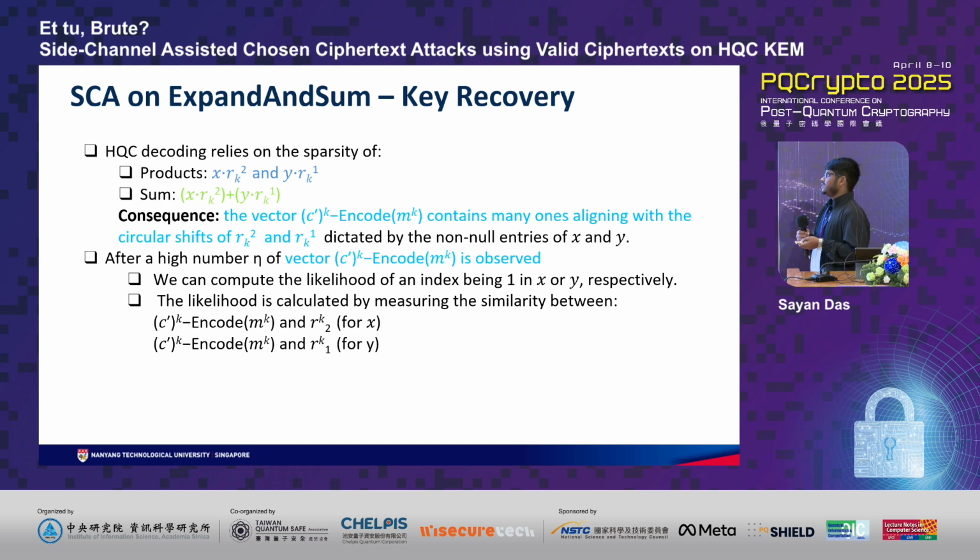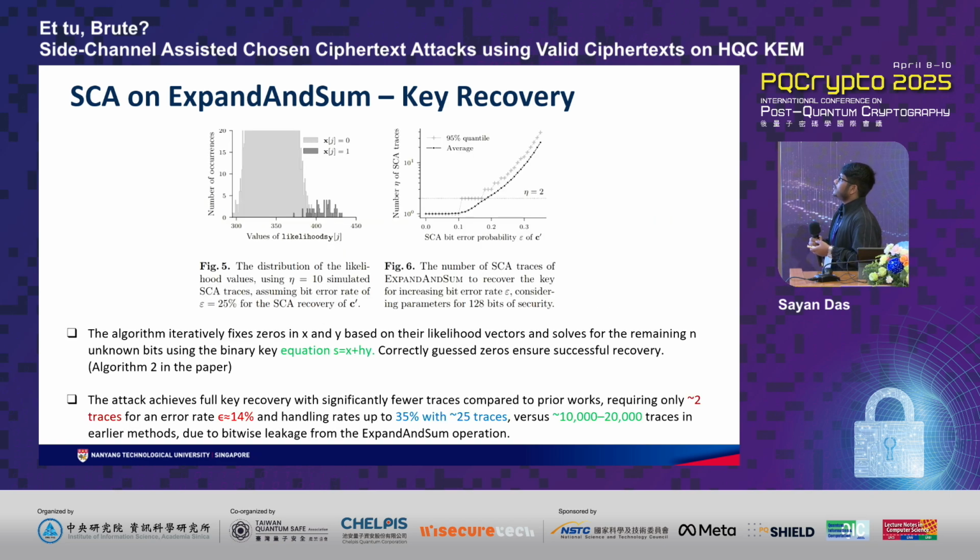So after calculating a high number of traces, we can compute the likelihood of an index being 1 in X or Y respectively. The likelihood is calculated by measuring the similarity between the corrupted code word, the difference between the encoded message and the corrupted code word, and R2 for X and R1 for Y.